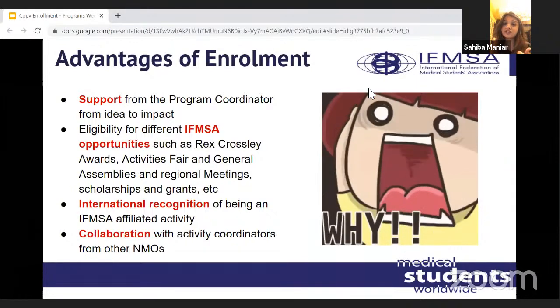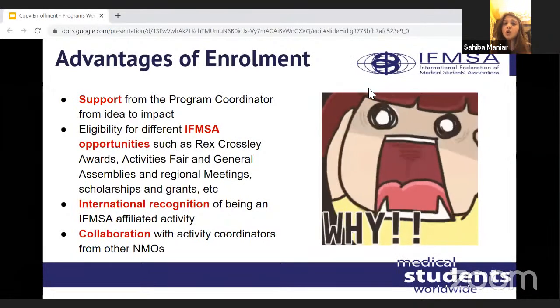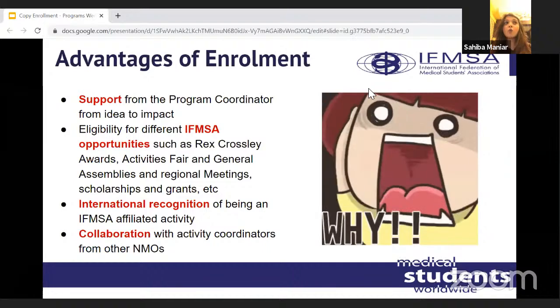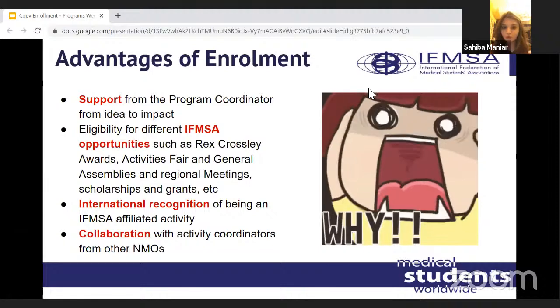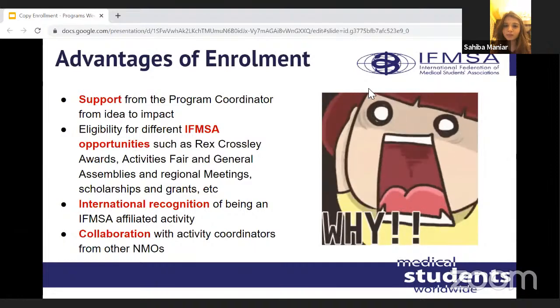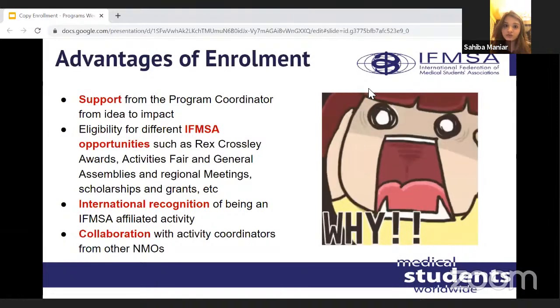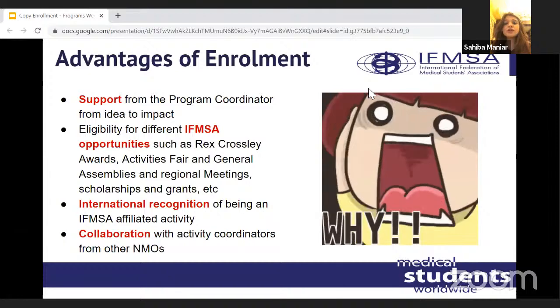Number one, your activity is officially registered with IFMSA. So yes, you get to use the IFMSA logo. You also get support at local, national, and regional authorities. Once you have the IFMSA certificate of enrollment, it is very easy to get grants. It is very easy to get collaborations from NMOs, from universities, from governments. In other words, it's easier to approach your stakeholders when you have some kind of backing from IFMSA, which comes from enrollment.